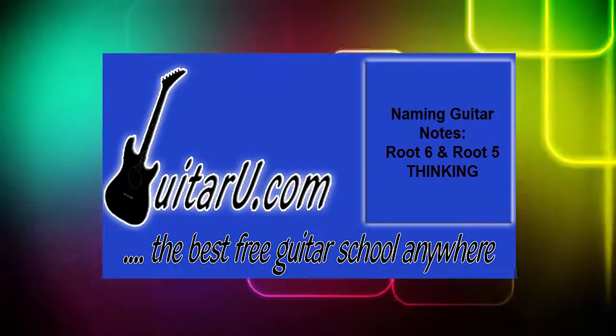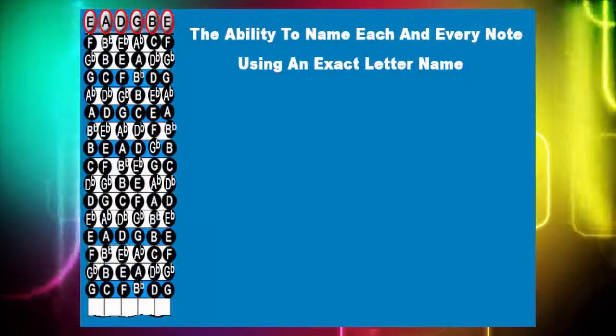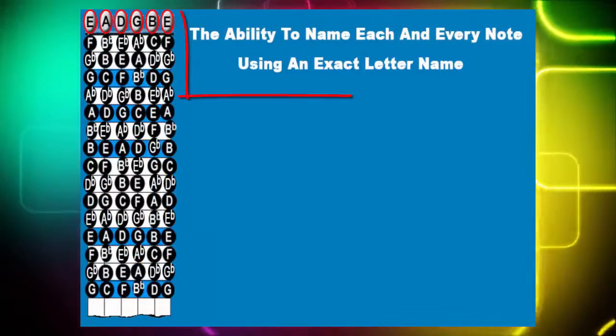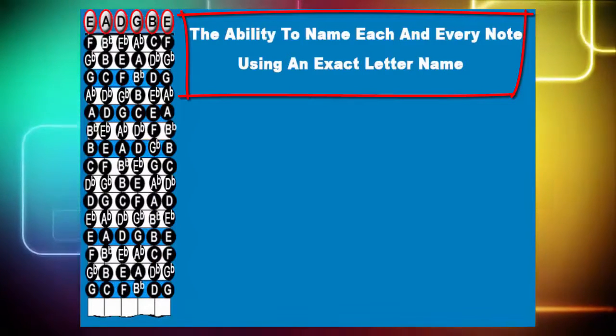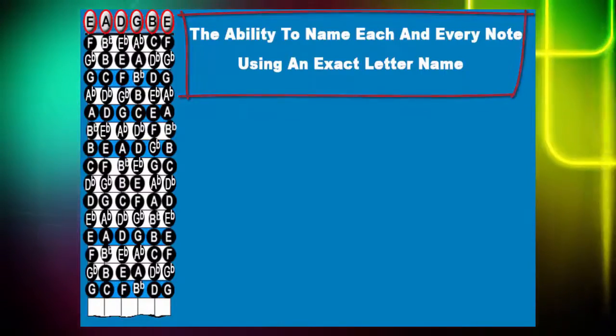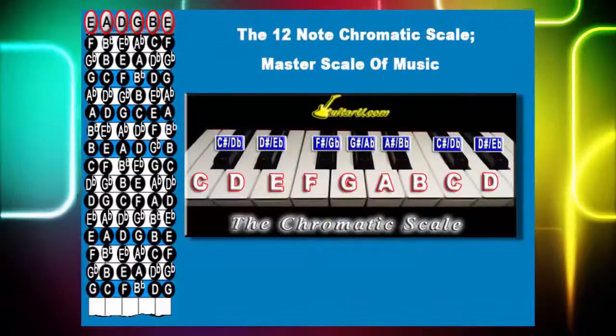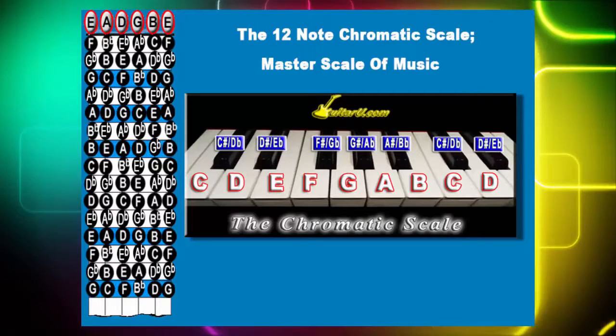One of the most important skills we develop as a guitarist is the ability to name each and every note on the neck of the guitar with an exact letter name. These names are derived from the master scale of music, the 12-note chromatic scale.